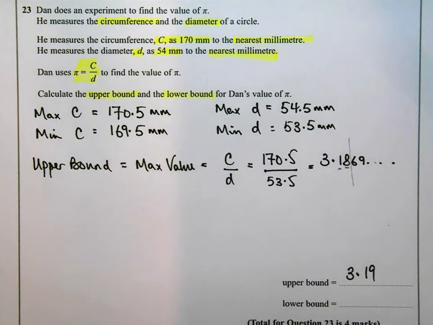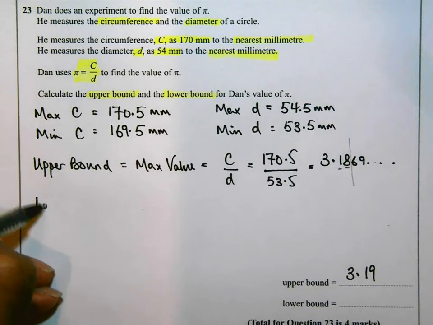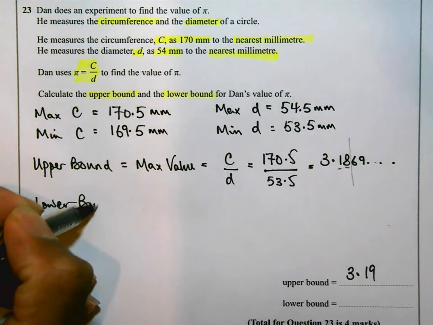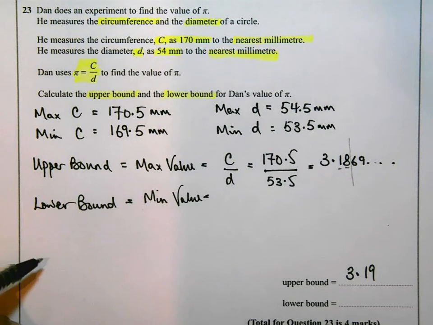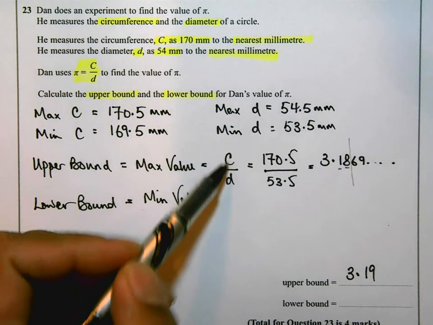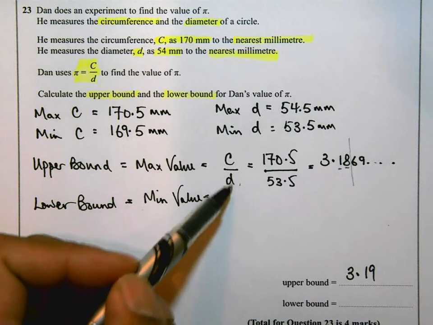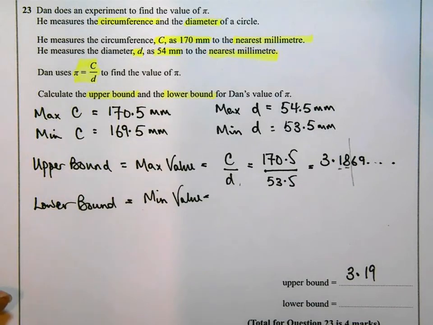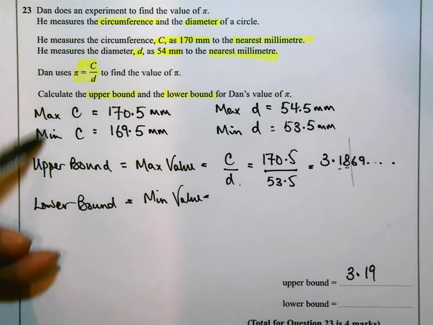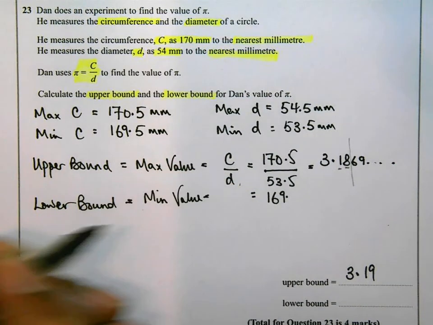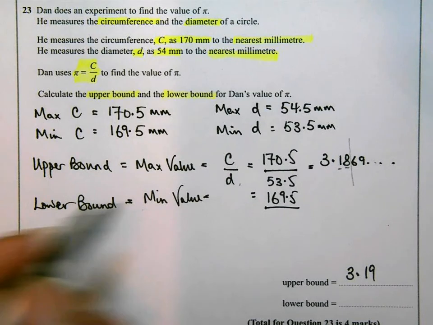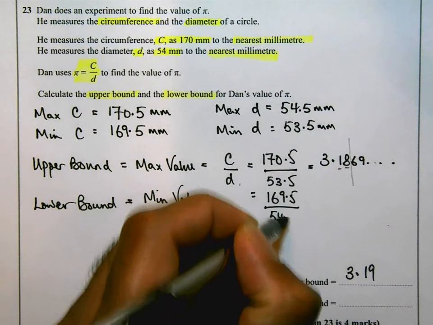And then looking at the lower bound, I'm going to go through the same process. I'll need to do a bit of thinking about what I use. So the lower bound, that's the minimum value. To get the minimum value, I'm going to use the smallest possible value for the circumference and the biggest possible value for the diameter, because I'm dividing by that. So I'm going to use the minimum circumference, which is 169.5, and divide that by the maximum diameter, 54.5, and let's see what we get there.